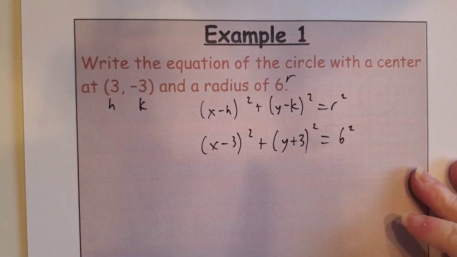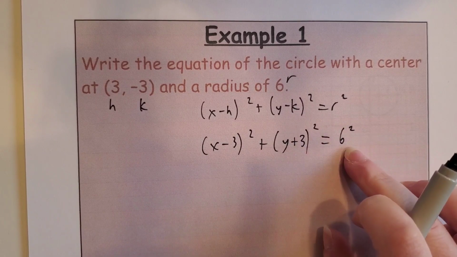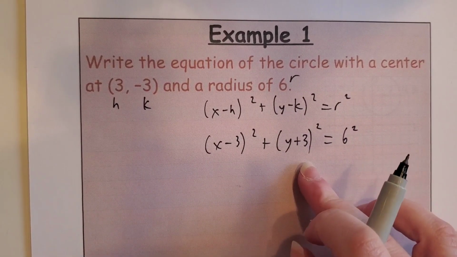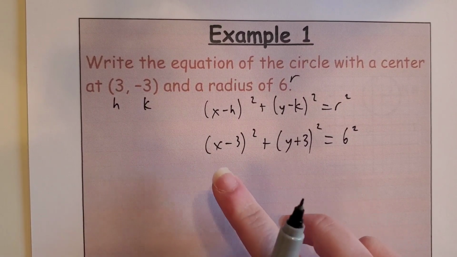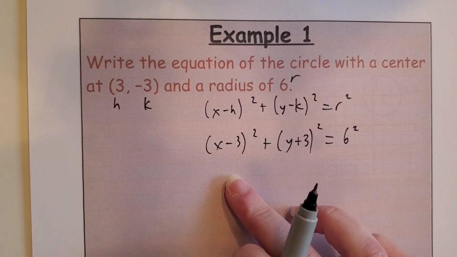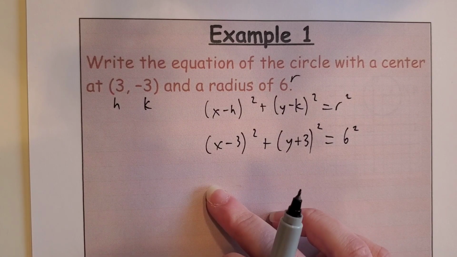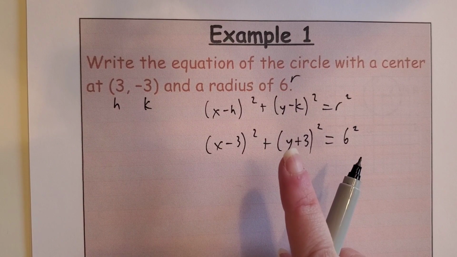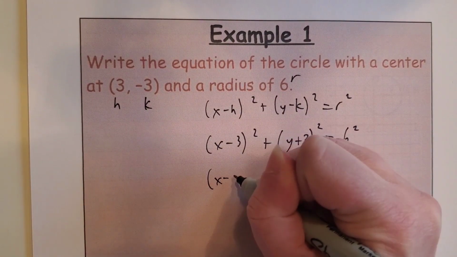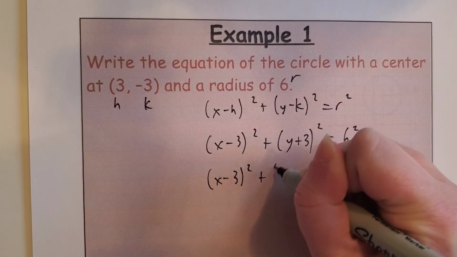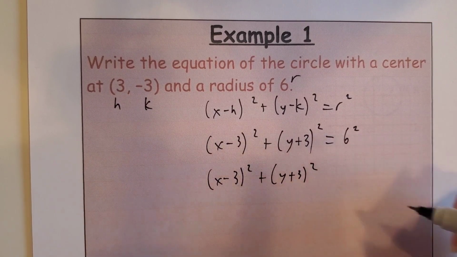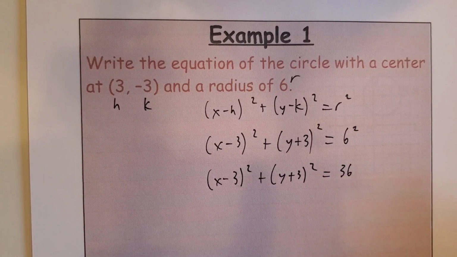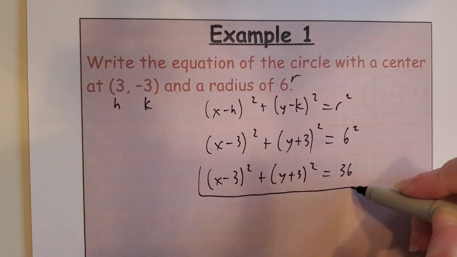The only other thing that you would have to do for this problem is just square 6. You can leave the left side like this, because as you saw before, that's what standard form looks like. It leaves these binomials squared. You do not have to FOIL this out. You should not FOIL it out, because then it's not going to be in standard form anymore. We're going to leave it (x minus 3) squared plus (y plus 3) squared is equal to 36. And that's standard form of the equation of this circle.